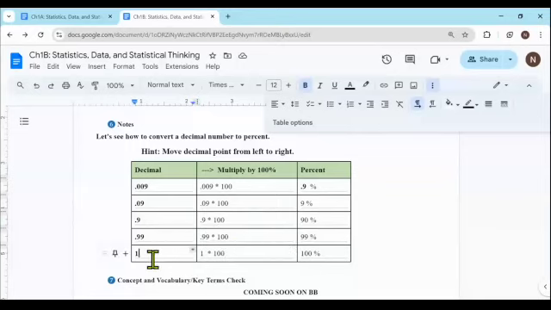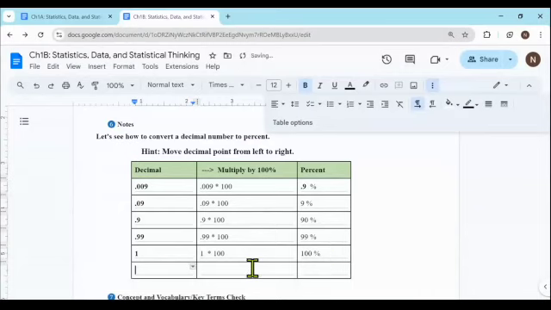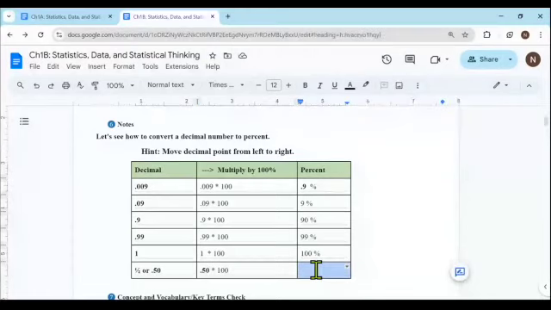Here, if you get 1, don't get confused. 1 will give you what? 100%. What if you get half? It should be 1 over 2. If you get half, or like this, point what? 0.50. You're going to multiply times 100, right? So what will be your answer? 50%, right? Why 50%? Yes, because you move the decimal place. That's correct.